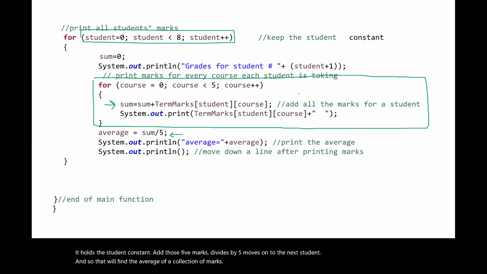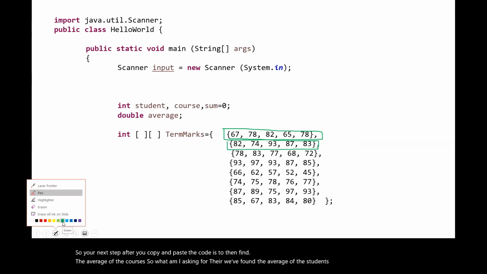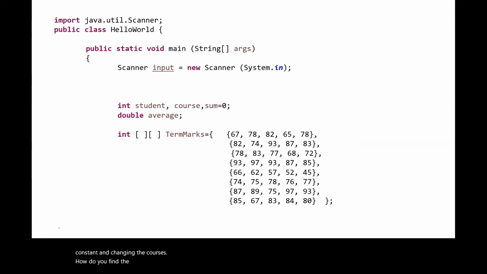Okay, that looks fairly straightforward, and I've got a little gift for you. You get to just copy and paste this code for 8B, and then what do you need to do? Your next step after you copy and paste the code is to then find the average of the courses. So what am I asking for there? We've found the average of the students by holding the student constant and changing the courses. How do you find the average of the courses? What you want to do this time is hold the course constant and change the students.